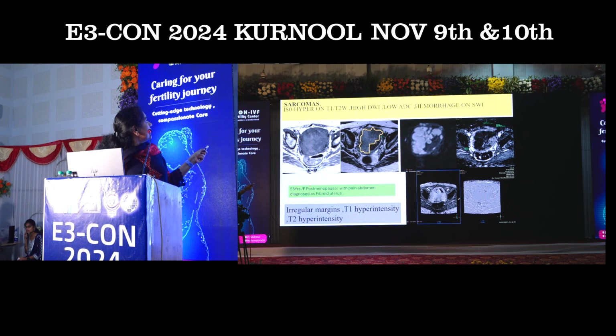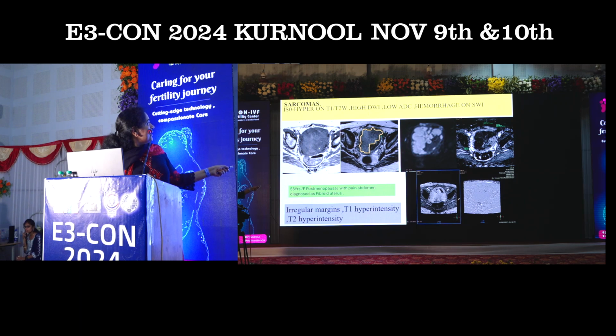Now look into this case. A 55-year-old postmenopausal woman with pain abdomen. Clinically, this patient complained of pain and was diagnosed as fibroid uterus. And look into this. There is a mass which has irregular margins. The signal intensity is hyperintense and it is powdery gray on T2 weighted.